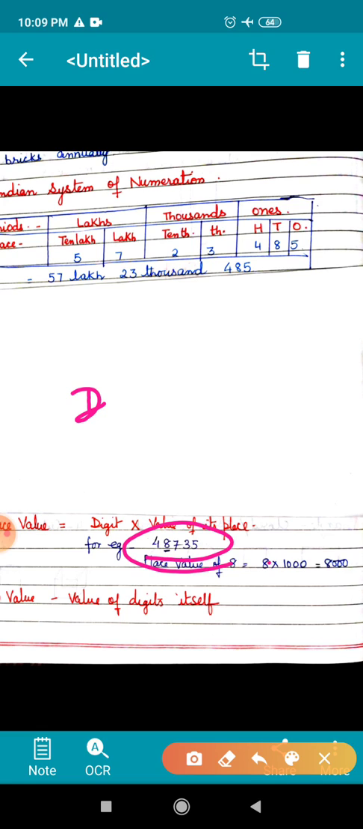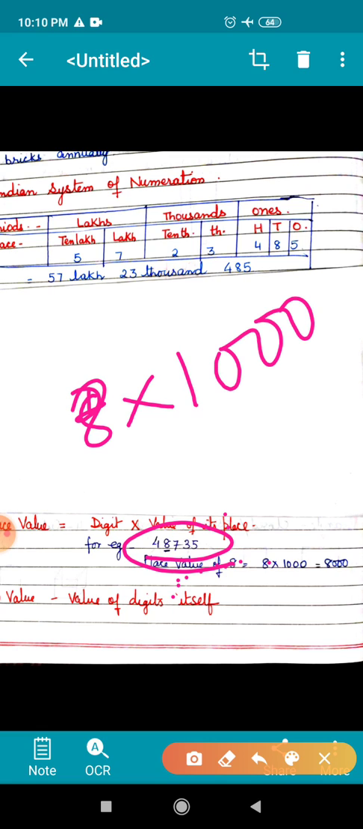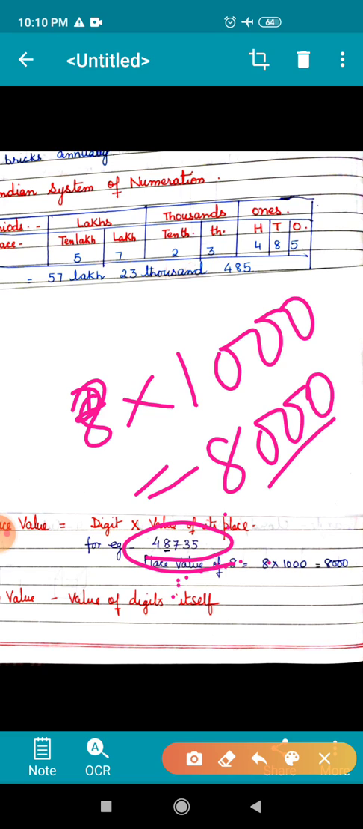Suppose in this number 48,735 you have to find the place value of 8. So what you will do, you will write first 8 and then multiply this 8 by its place. What is the place of 8 in this number? 5 is on 1's place, 3 is on 10's place, 7 is on 100's place and 8 is on 1000's place. It means the place is 1000. So when we multiply this, it will be 8000. So place value of 8 will be 8000.